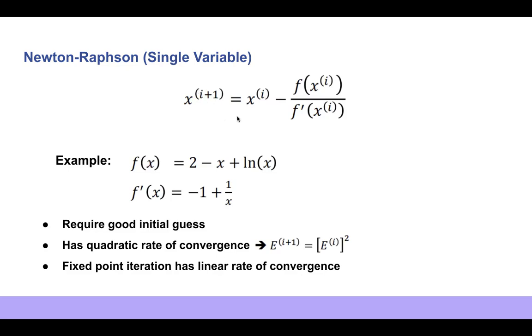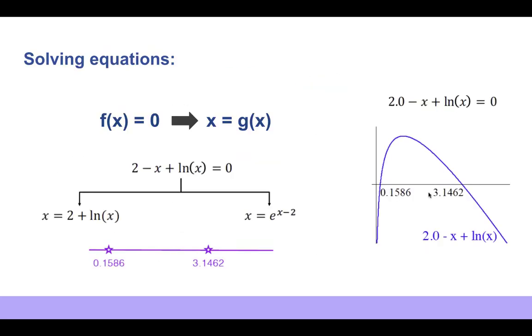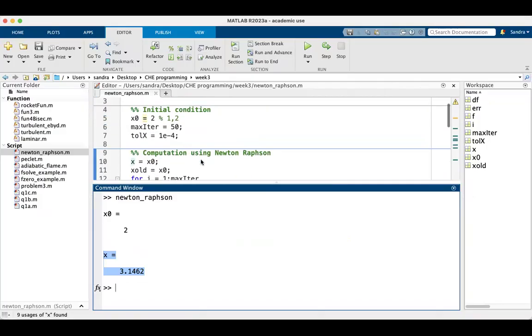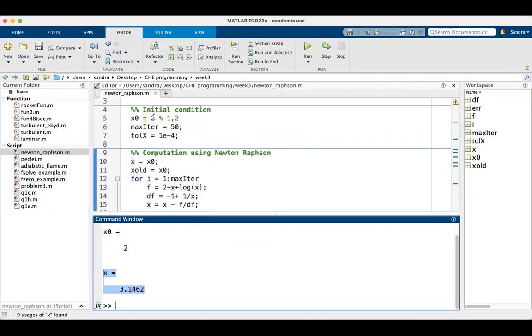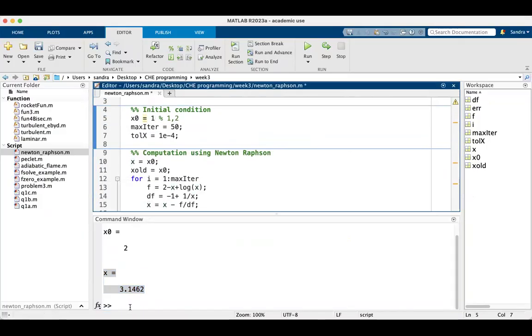Okay, so that is the second x value that we have got here, the second solution value, 3.1462. Now let us give a guess that is closer to the first solution, 0.1586. Earlier the initial guess was 2. Now I'm changing the initial guess, so let the guess be equal to 1. Let's see what happens.